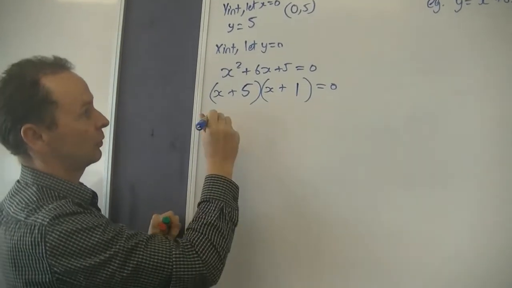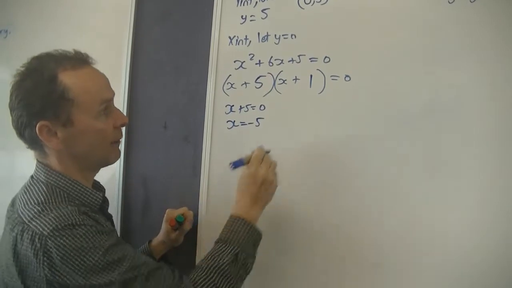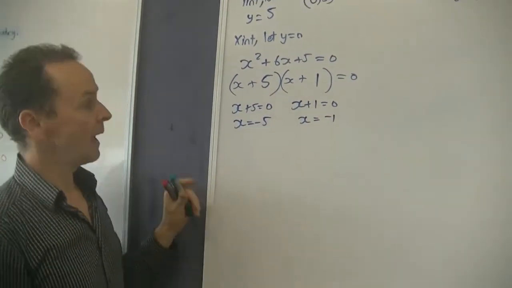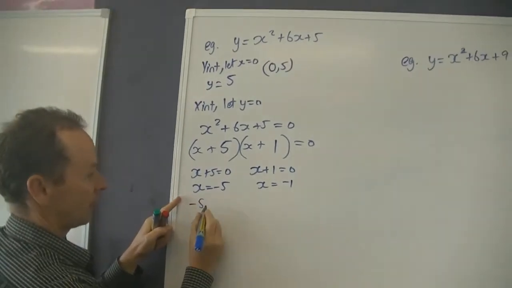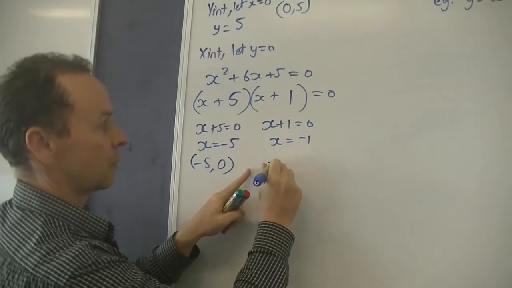Now we use the Null Factor Law. We get x plus 5 equals 0, so here we get x equals negative 5. X plus 1 equals 0, so we get x equals negative 1. And again, just because I like to have my coordinates written so I don't get confused, I write minus 5, 0, and this one is minus 1, 0.